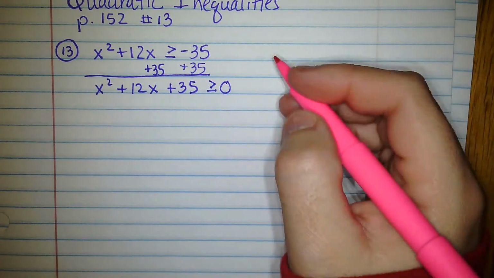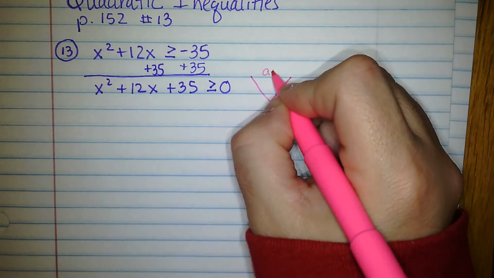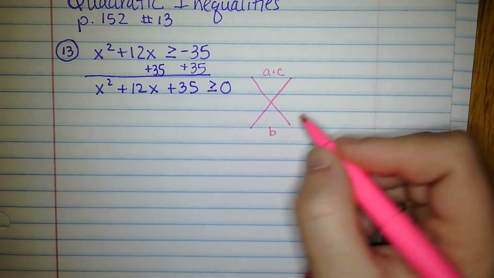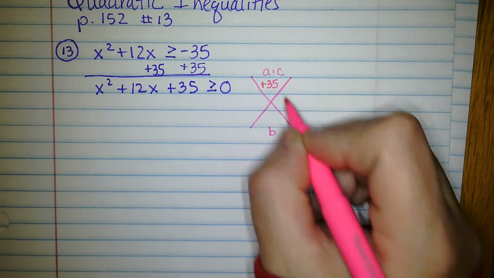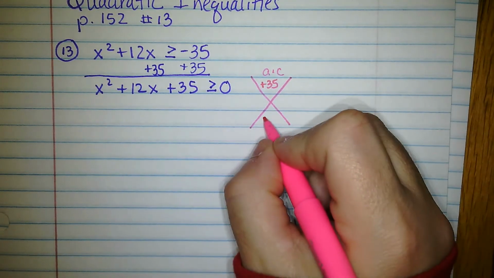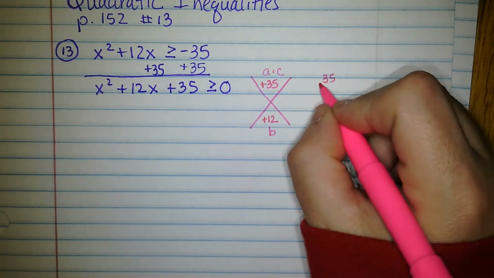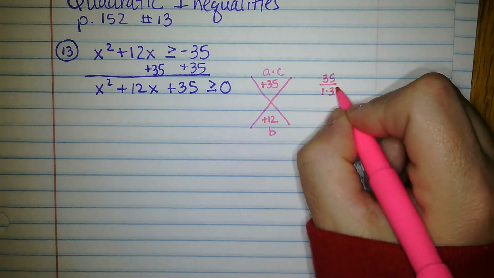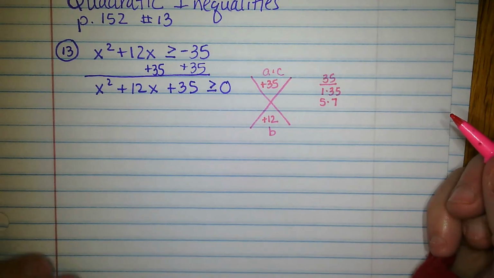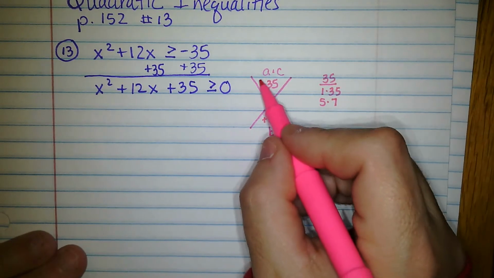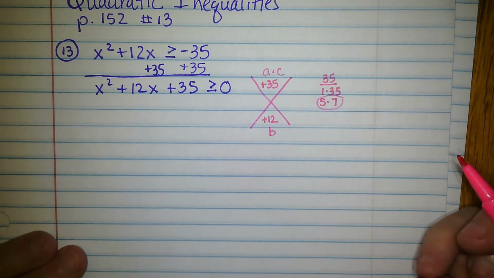If I'm going to do this one, I'm going to make an x. A times c goes on top, b goes on the bottom. A times c, 1 times 35, is a positive 35. B is positive 12. So I'm looking for factors of 35. I think you can see where this is going because 35 is pretty limited. It's 1 and 35 and 5 times 7. And we're looking for the factors that add up to positive 12. So that would be 5 and 7.